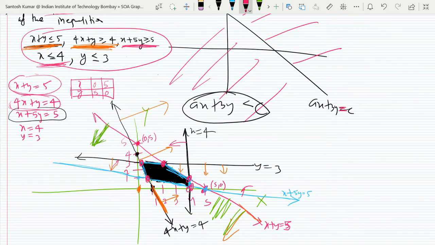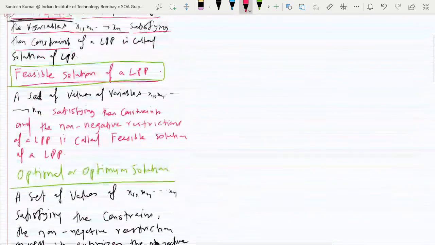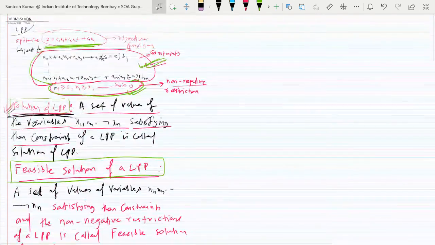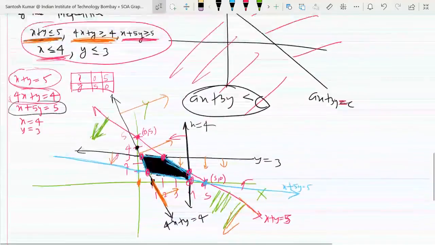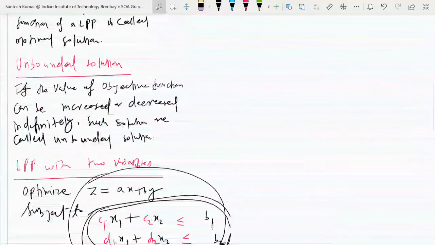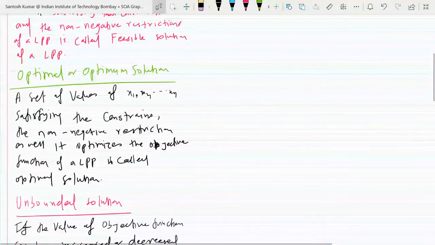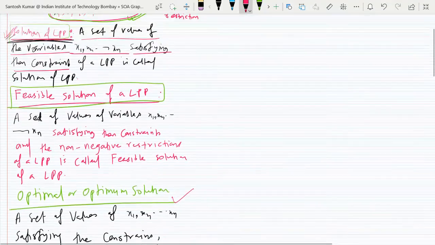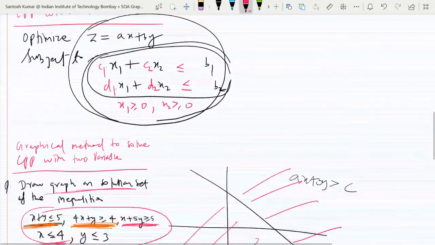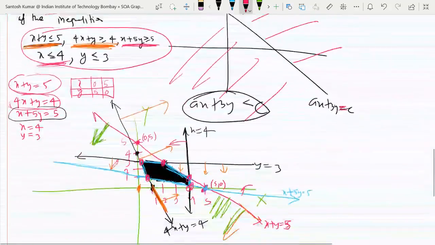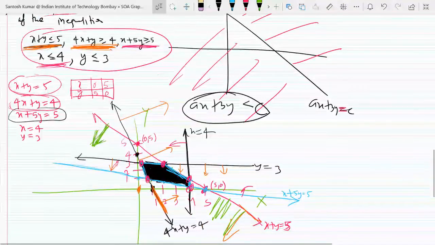Why are we interested in corner points? There is a theorem, or result, about the shaded region. I have defined three types of solutions here. One was the solution of the LPP. This shaded region is actually the feasible solution. I have taken all the restrictions, so the shaded region is actually not the optimal solution; it is the feasible solution I have drawn, because I have taken all the restrictions, all the constraints.